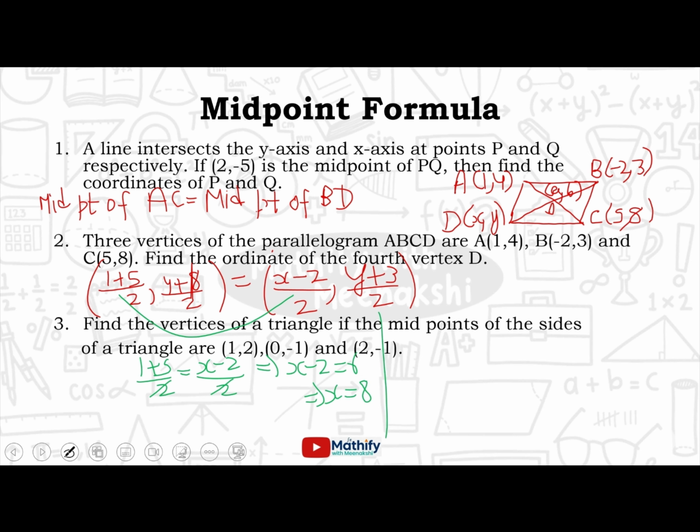What about y? Now compare y and y. You will get (4 + 8)/2, that is 12/2, is equal to (y + 3)/2. Again you can cut 2 and 2. You will get y + 3 is equal to 12. That means your y is 12 - 3, that is 9. So the final answer is x = 8, y = 9. That means the coordinates of D are (8, 9), but they are just asking for the ordinate. That means your answer is 9. Let's move to question number 3.